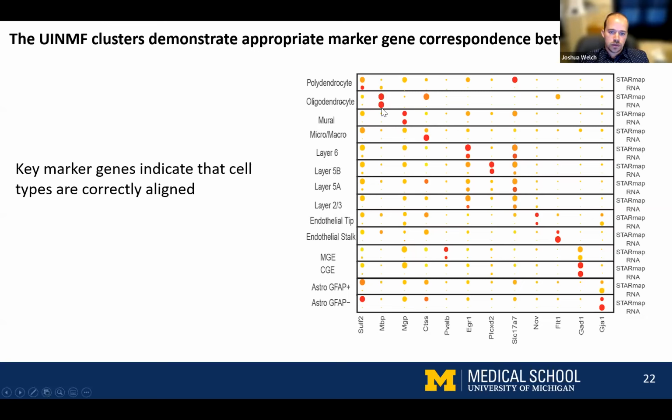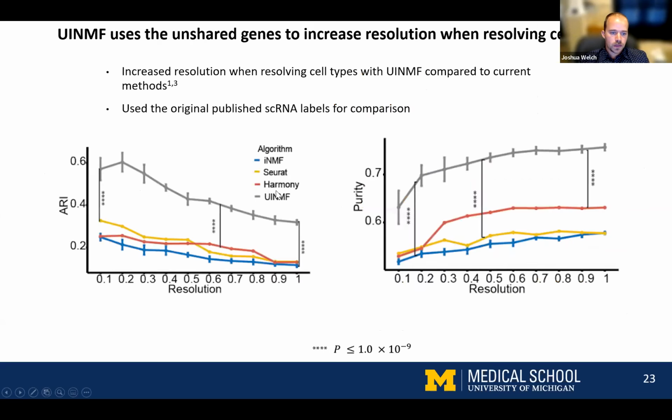And you can see that, for example, the genes on this diagonal here have very high expression, and the expression is mostly exclusive to one cluster. So that confirms that the key markers for these cell types are matching between the measurement types. And if we do a systematic analysis of the adjusted RAND index and purity of the clusters compared to the RNA-seq clusters, we can see that there's a huge boost from incorporating those 2,700 genes compared to the approaches that use only the shared genes. So UINMF is shown in gray here, and iNMF, Liger, Seurat, and Harmony are in blue, yellow, and red.